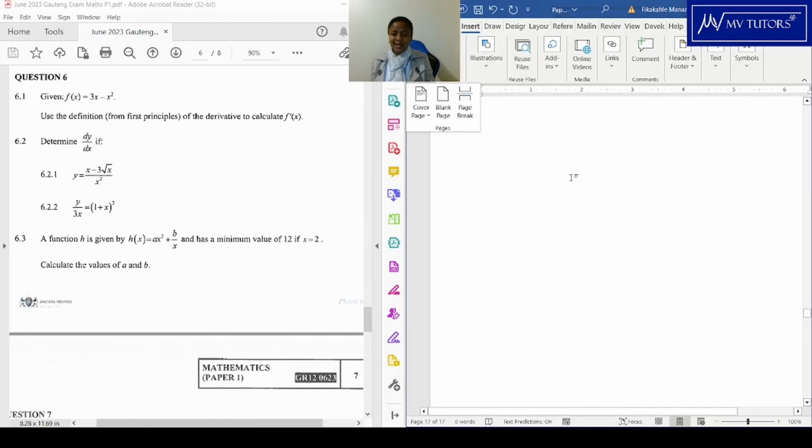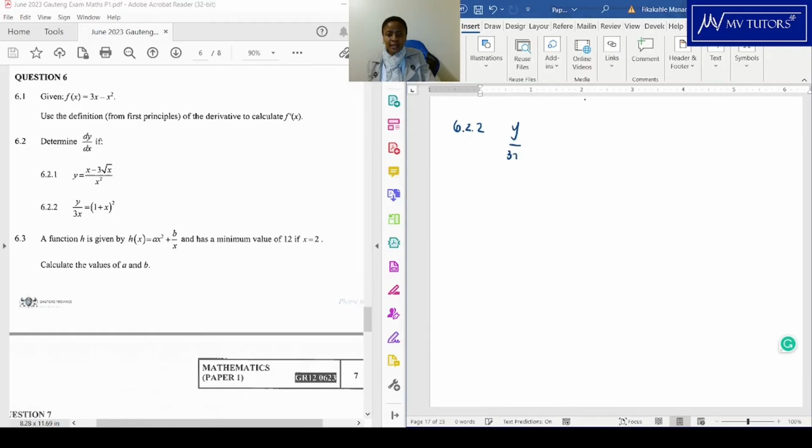Okay, now I added a lot of pages. Okay, 6.2.2. So now we have y over 3x is equal to 1 plus x squared.